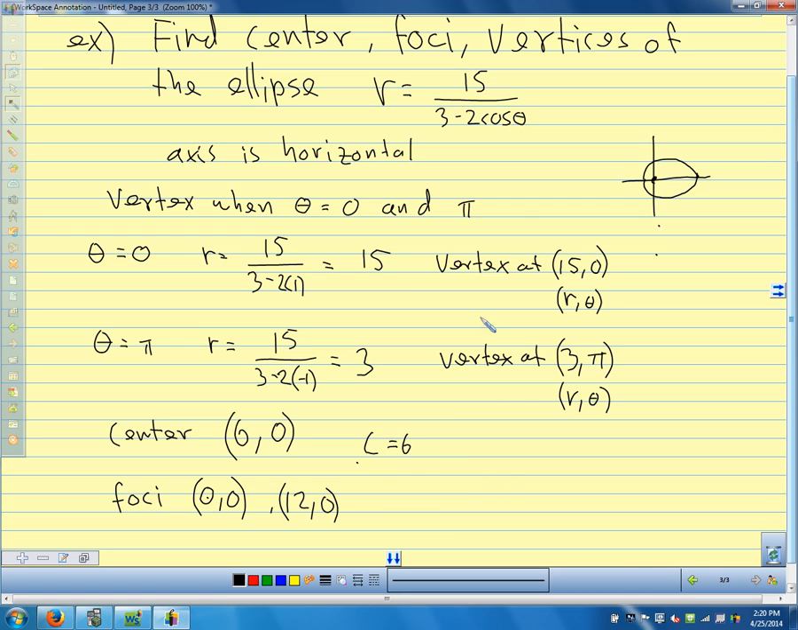So there we are. We found our vertices by plugging in 0 and pi. Our center is halfway between the vertices, and one focus is at the pole. The other focus is 6 units in the positive direction, or 6 units along the theta equals 0 axis towards the other vertex. So there we go. There's what the question asks us to find.